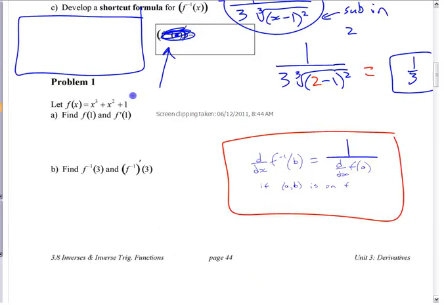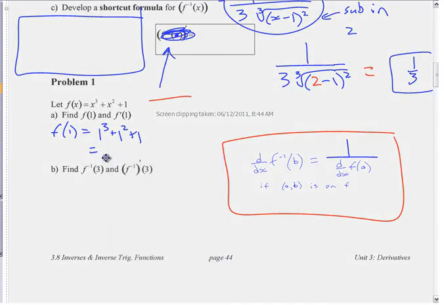The time when this would be useful is if you want the derivative of something that's going to be a really ugly function when you turn it around, or if you can't even turn it around at all, right? If you can't solve for y when you do the inverse. It's easy to write the derivative of the original function, right? There's the original function. So f at 1 is easy. It's just 1 cubed plus 1 squared plus 1, right? It's 3.